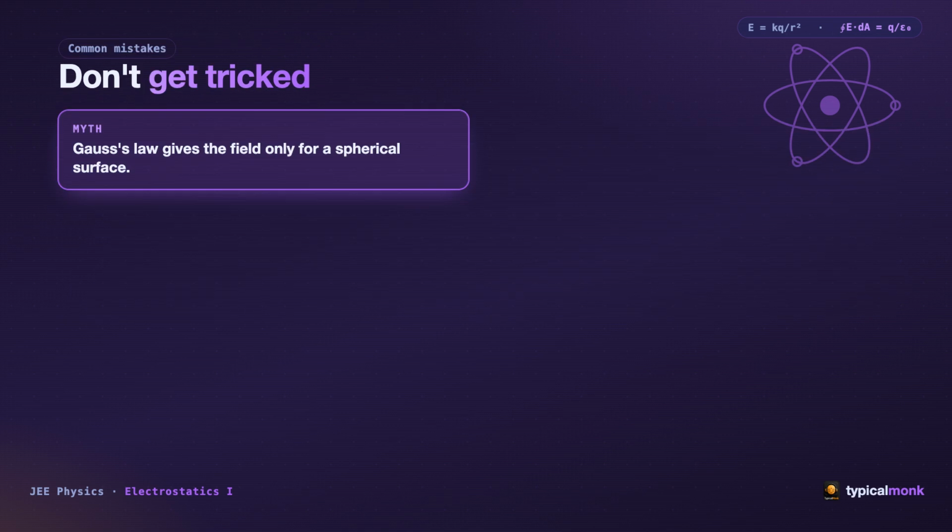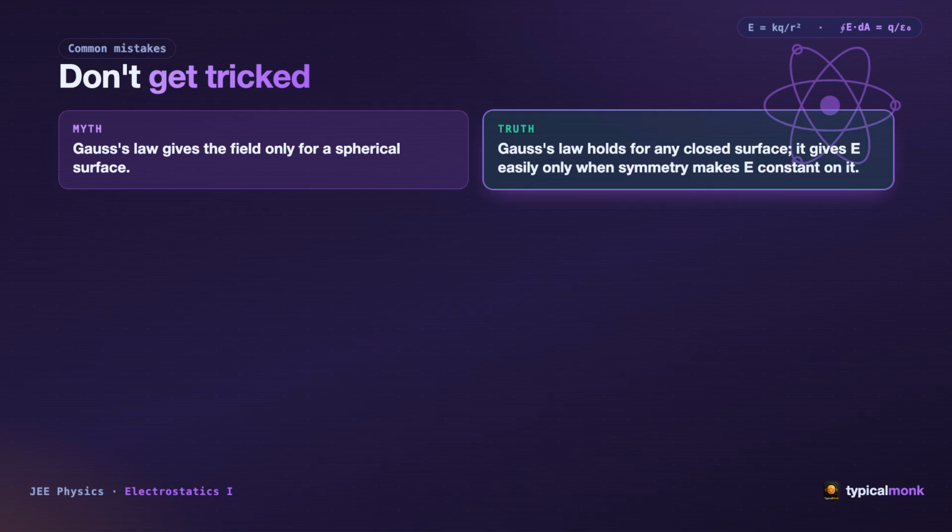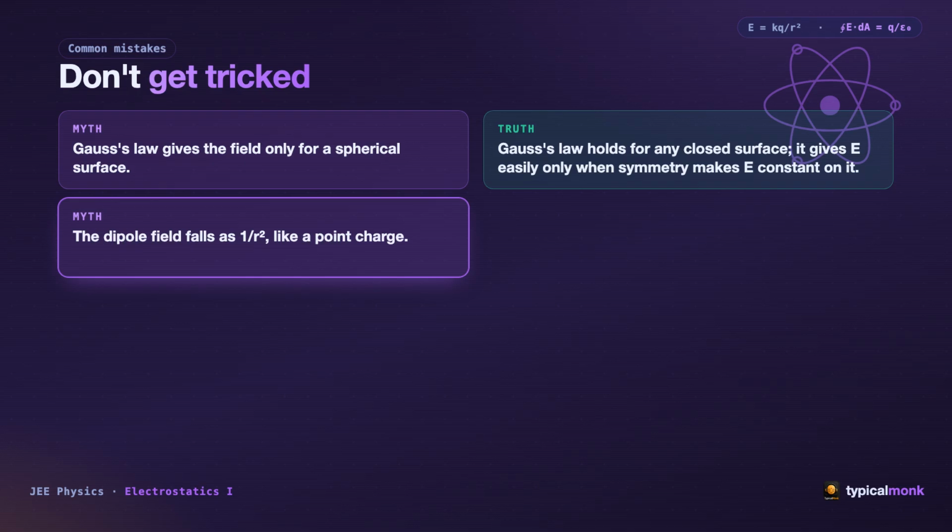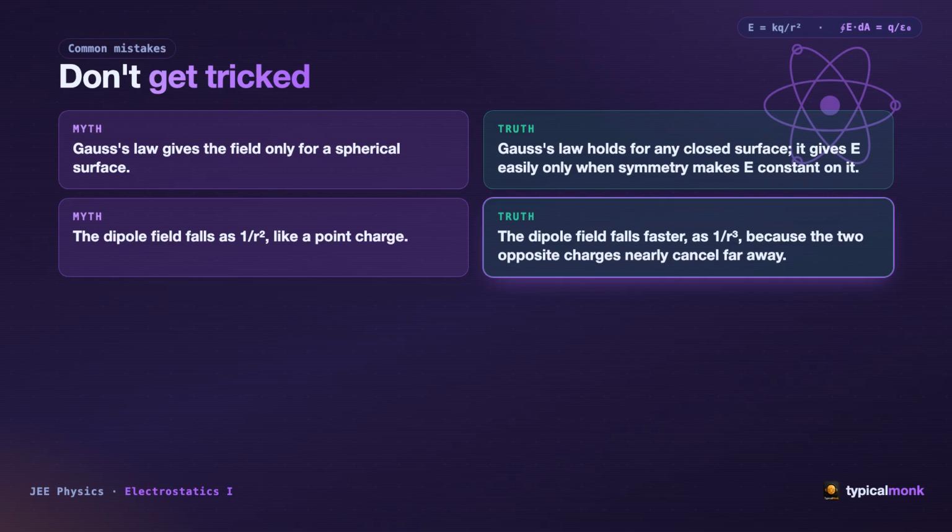Now the 2 mistakes that quietly cost marks. The myth: Gauss's law gives the field only for a spherical surface. The truth: Gauss's law holds for any closed surface at all. It just gives the field easily only when the symmetry makes E constant on the surface. The second myth: the dipole field falls off as 1 over r squared, like a point charge. The truth: the dipole field falls faster as 1 over r cubed, because the 2 opposite charges nearly cancel far away.